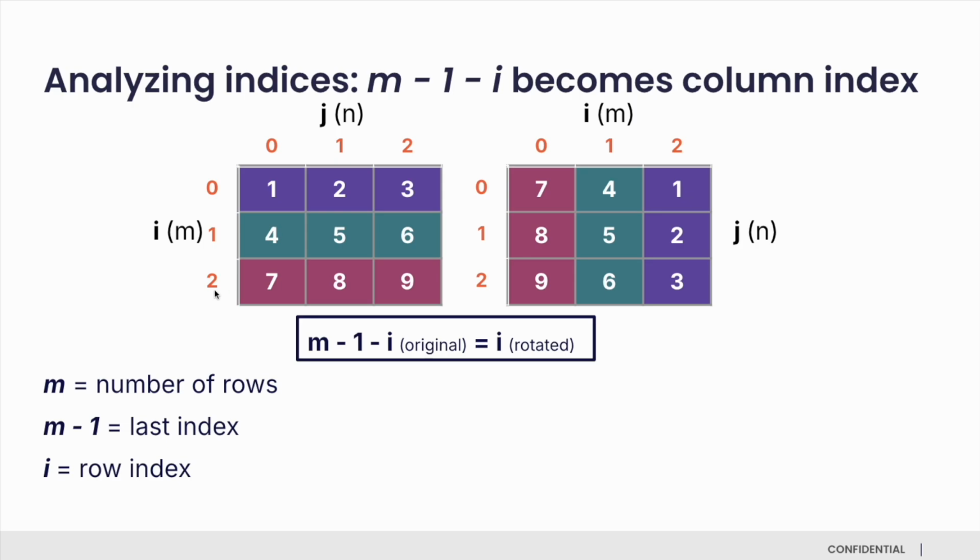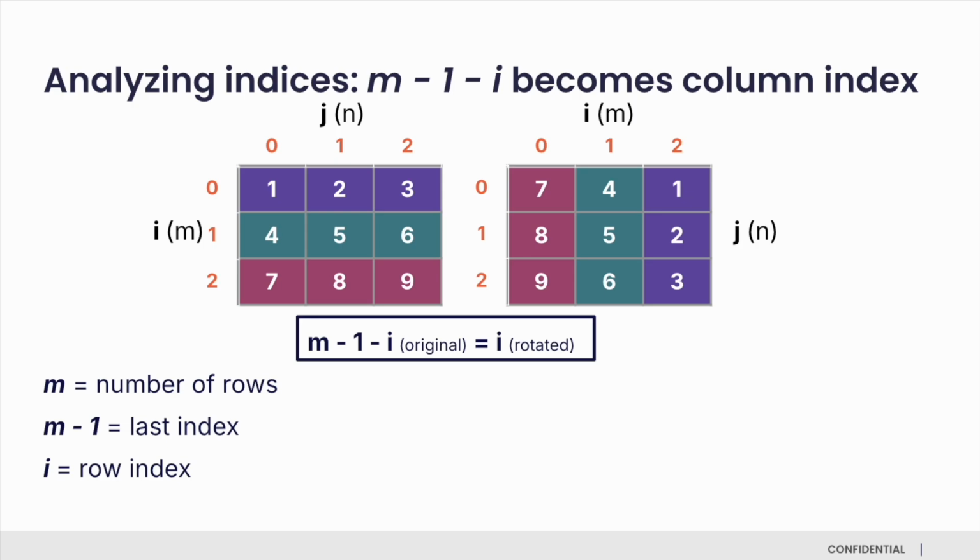And then I, in this case, is referring to the original I index. So let's take a look at 1. If we know that m minus 1 is the last index, which is 2, then we'll do 2 minus 0 equals 2. And sure enough, 1 moves to index 2 when it's a column. Now let's try number 9. We know m minus 1 is 2, minus 2 is going to be 0. And again, I is now 0 index when it becomes a column.